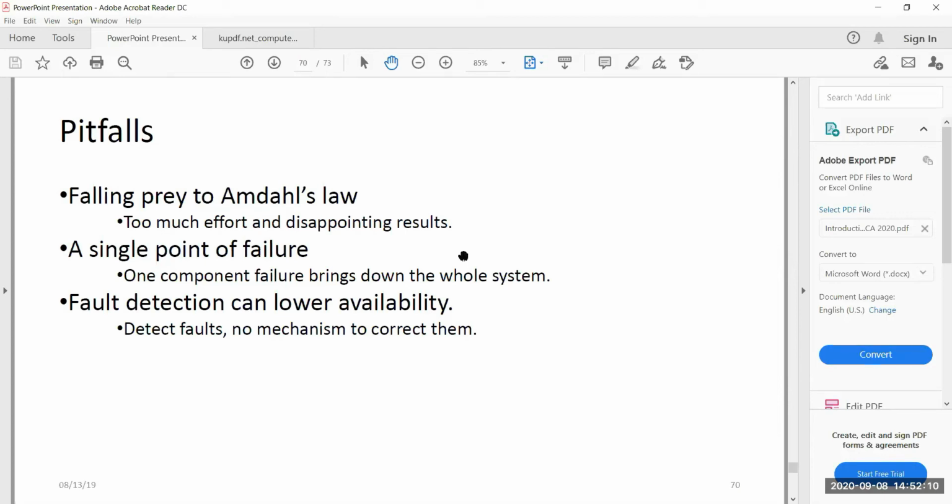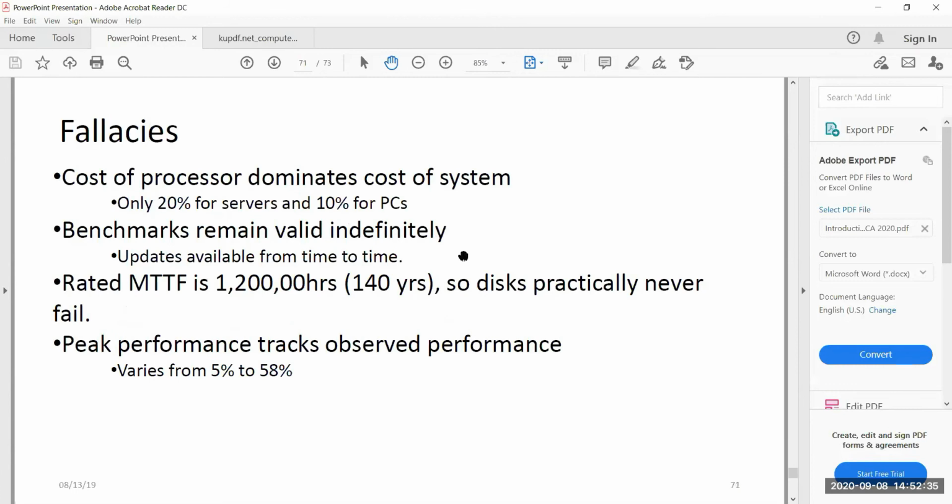And fault detection can lower availability. This was seen in previous cases where the system is able to detect the faults, but there is no mechanism to correct them. As a result, that respective component or program will crash, which again affects the availability of the system.